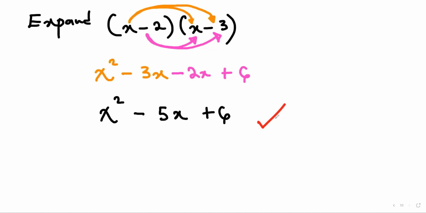We're going to take some practice questions very shortly. Okay. All right. Expand and simplify. Let's take this one. Bracket x minus 3, and then here you have x minus 2. Okay, so how are we going to do this one?